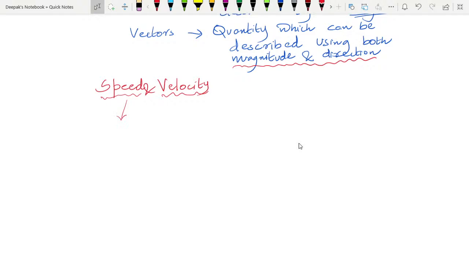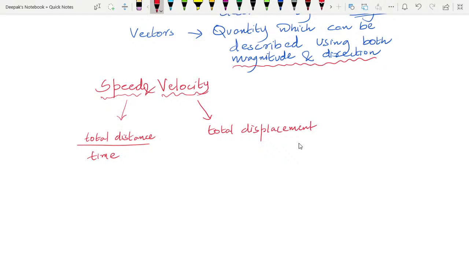Again, what is speed? Speed is the total distance divided by time, whereas velocity is total displacement divided by time, right? So again, look, this is distance, this is displacement, and I told you there is a difference between distance and displacement. So that's why these two things are also different, they are not the same thing.